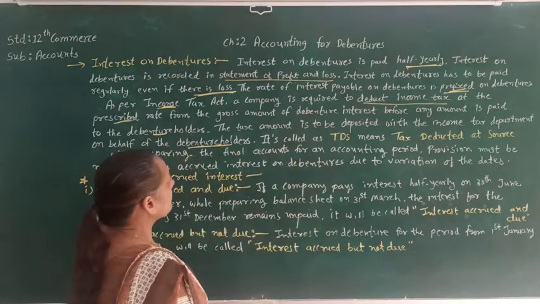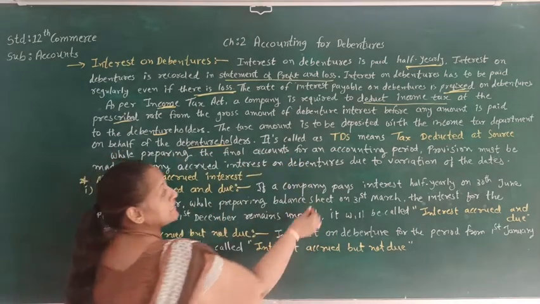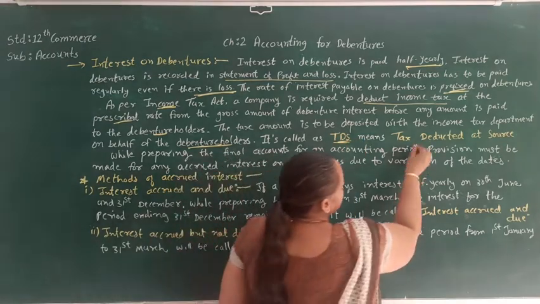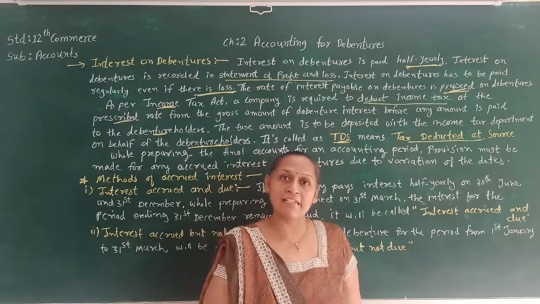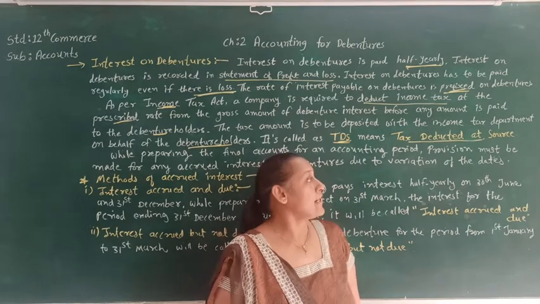So that is called TDS, that means tax deducted at source. When there is a source of income, from that only tax is deducted. That is called tax deducted at source.